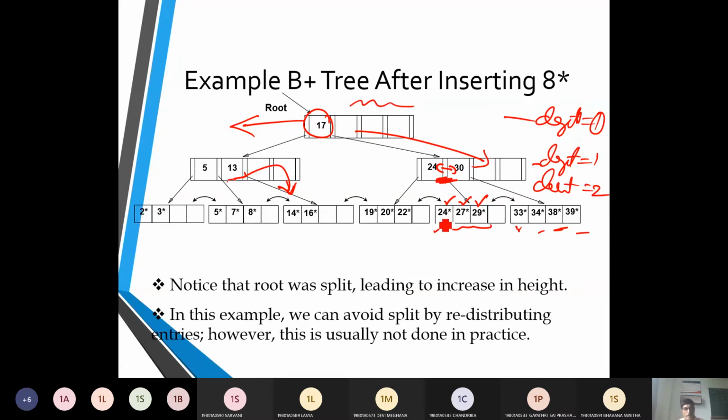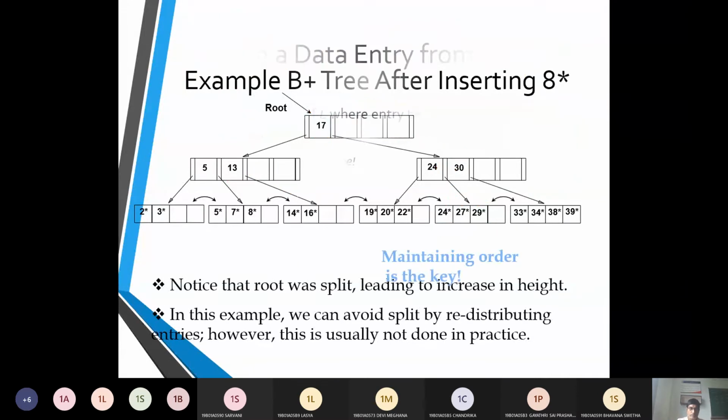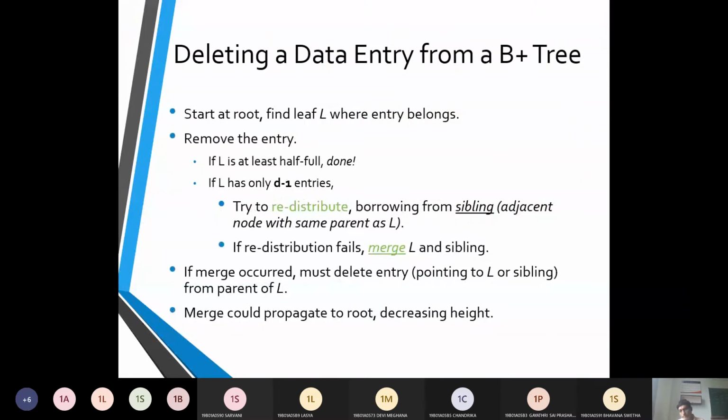So what is the important key takeaway of B tree? First, no overflow buckets. Second, node size is equal to 4. Third, what is the third aspect? Third, we have to split. Fourth, we have to redistribute. So this is all regarding the insert operation.